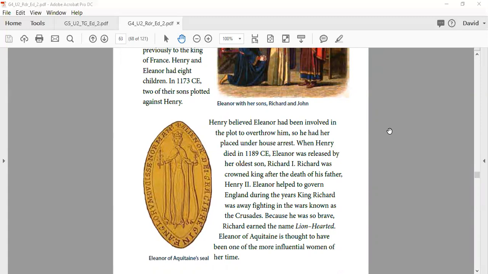When Henry died in 1189, Eleanor was released by her oldest son, Richard I. Richard was crowned king after the death of his father, Henry II. Eleanor helped to govern England during the years King Richard was away fighting in the wars known as the Crusades. Because he was so brave, Richard earned the name Lionhearted. Eleanor of Aquitaine is thought to have been one of the most influential women of her time.